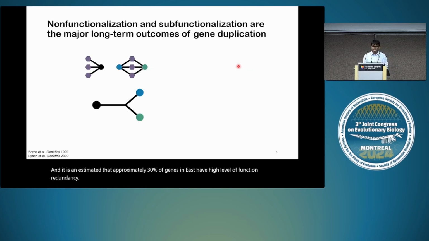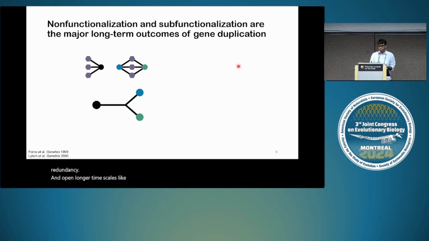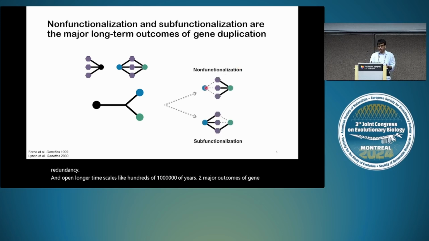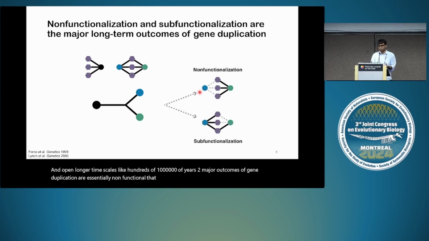And over longer time scales, like hundreds of millions of years, the two major outcomes of gene duplication are essentially non-functionalization, that is, one of the copies loses all the functions and degenerates, while the single copy maintains all the functions. Or there's subfunctionalization, where one of the copies maintains some functions while the other maintains the other, and overall the two copies maintain the ancestral function.